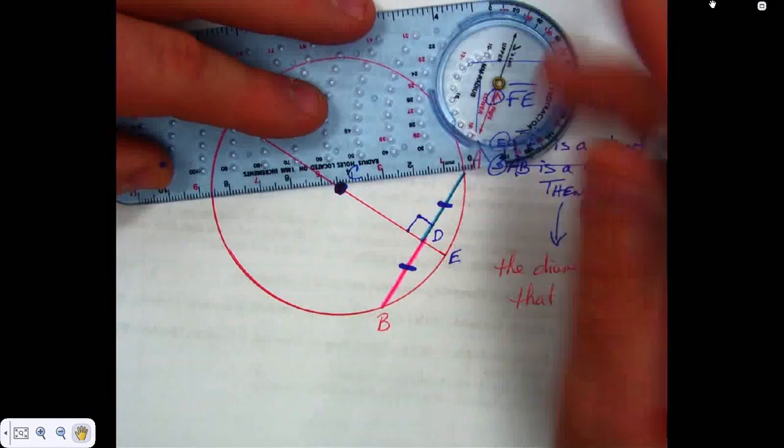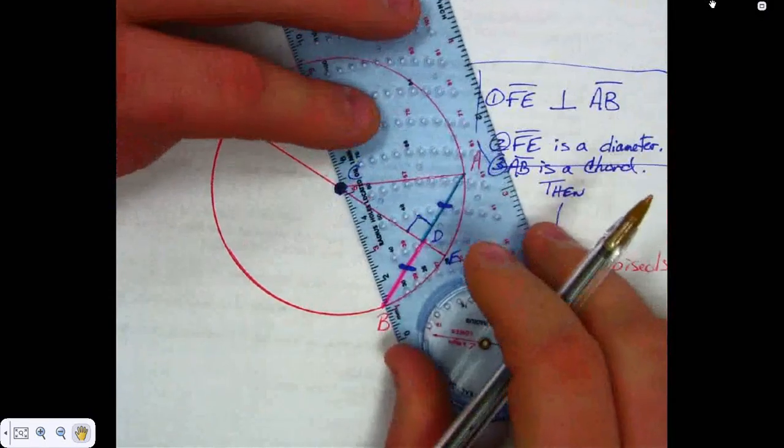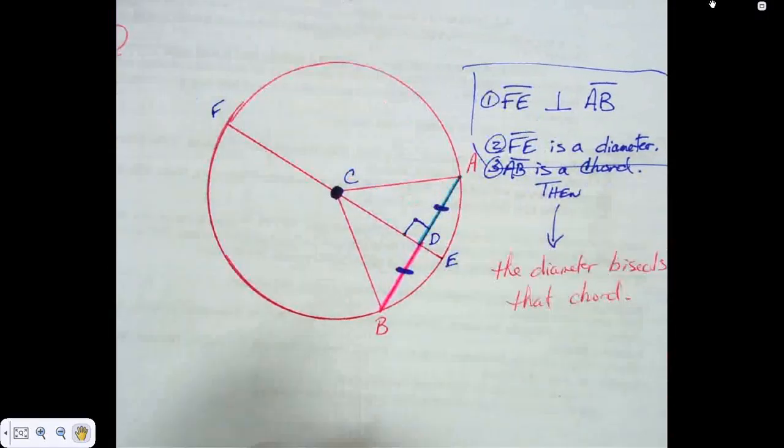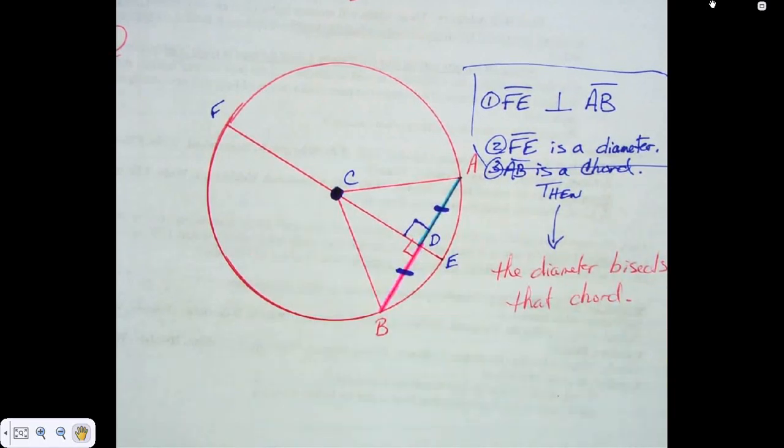I want you to think about something. What do you think the chances are of you getting a problem that looks something like this? What do you think the chance of that happening is? Very good. What have I created? Two right triangles.